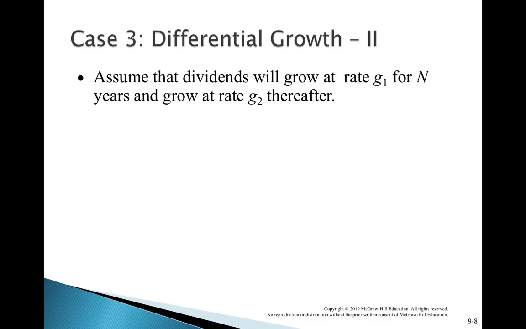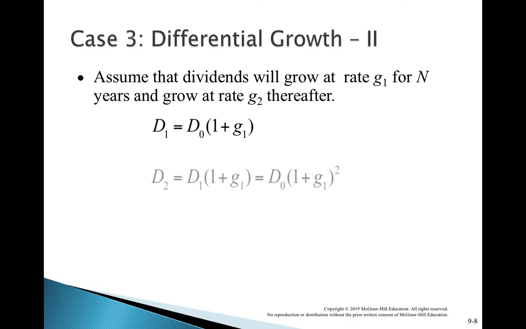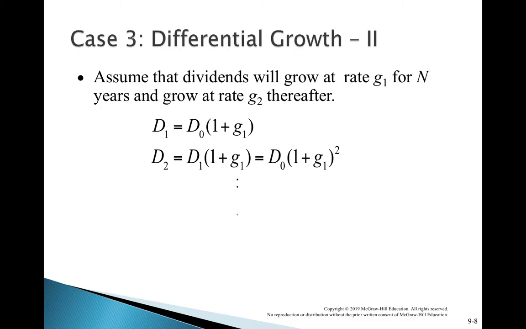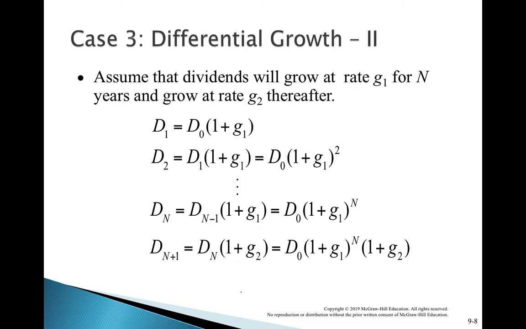Growth G1 for n number of years, maybe 3 years, 5 years, 7 years, n number of years. Then it will grow at G2 thereafter. Then what will happen? D1 is equal to D0 (1 plus G1). D2 is equal to D1 (1 plus G1), which is D0 (1 plus G1) squared. Similarly, we'll go up to Dn, where Dn means Dn minus 1 (1 plus G1), which is D0 (1 plus G1) to the power n.